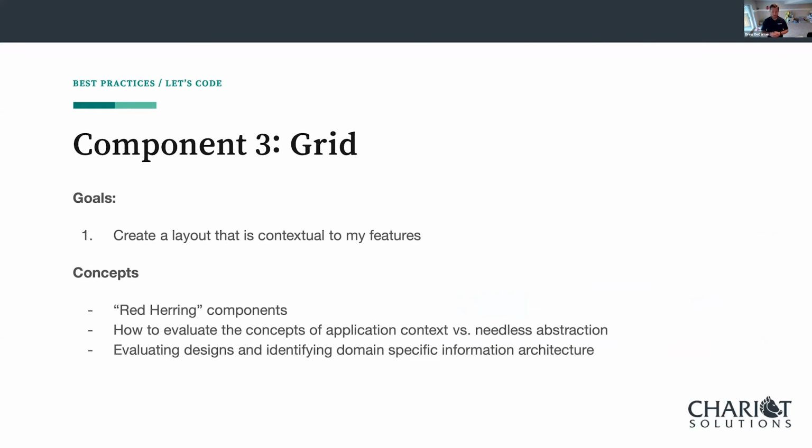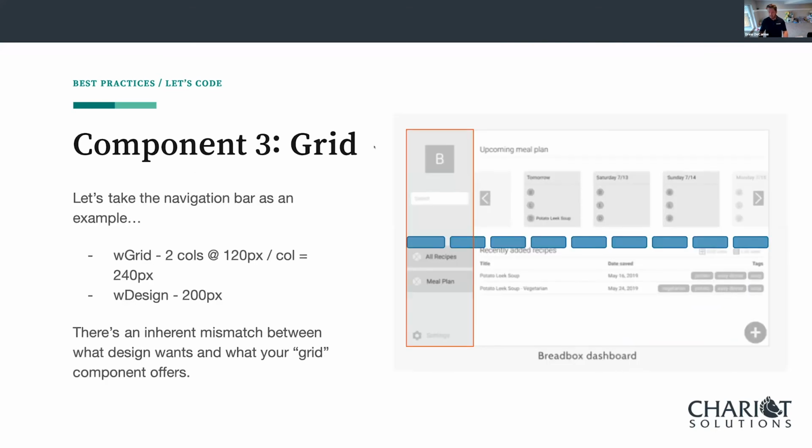So here's some of our goals, right? Let's create a layout that is contextualized to fit my features. And we're going to talk about red herrings, and we're going to talk about trying to evaluate different IA. So I'm going to go to this right here, and this is the example I'm going to use.